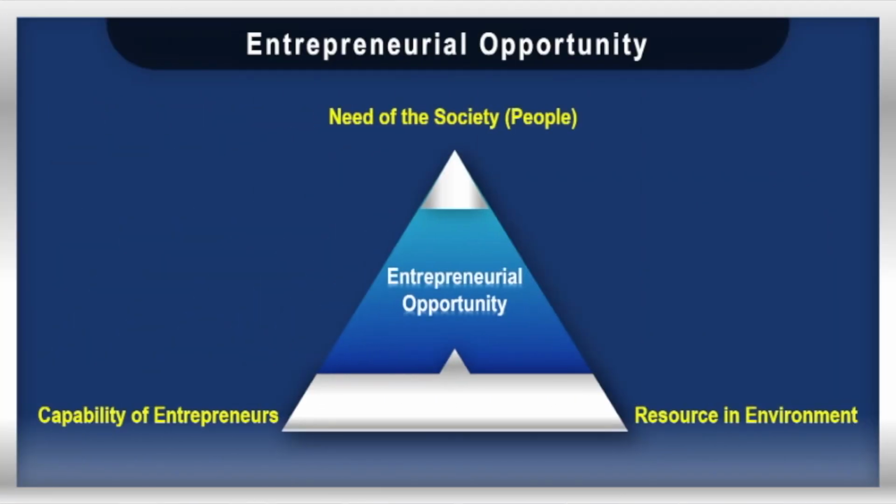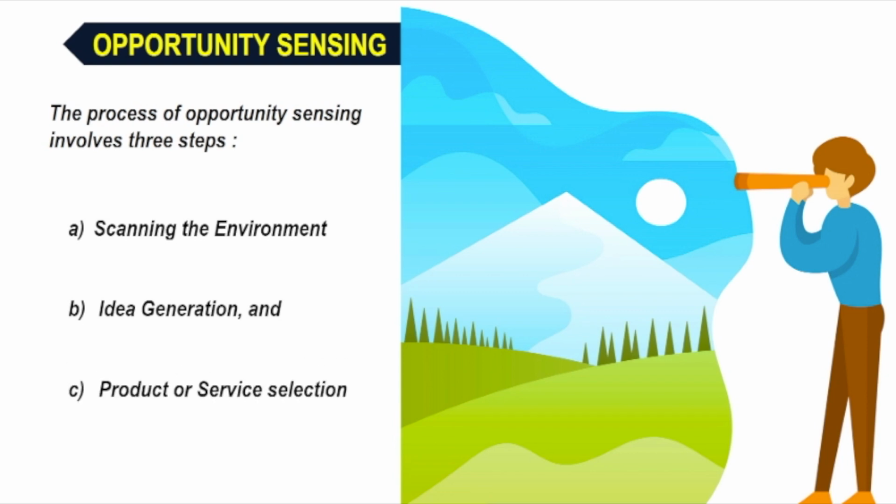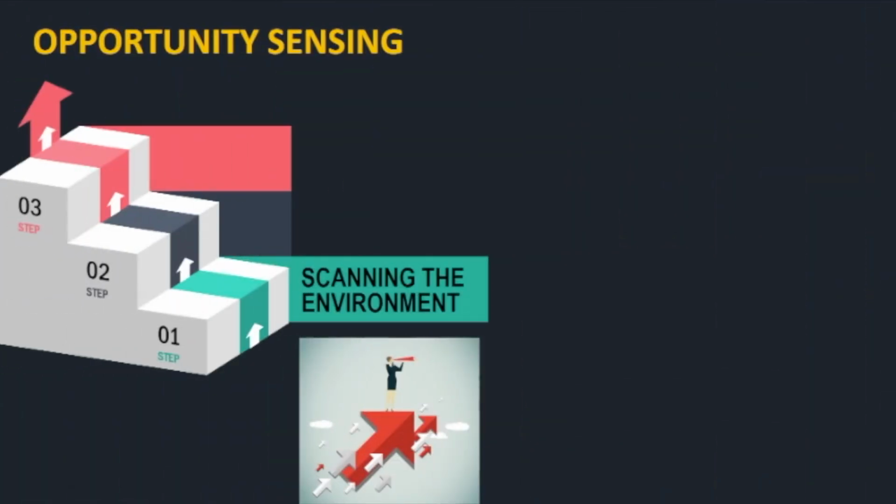This is the graphical picturization of this same thing. So, we have the needs of the society, that is the people, then the capability of the entrepreneur and resources in the environment, and then from there we find out the entrepreneurial opportunity. The process of opportunity sensing basically involves 3 steps. The first is scanning of the environment, the second is generating an idea, and the third is product or service selection. Now, let us take them one by one. So, the first step is scanning of the environment.